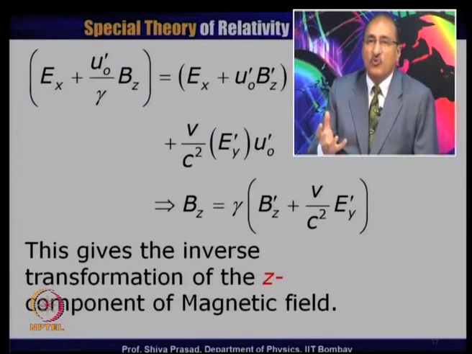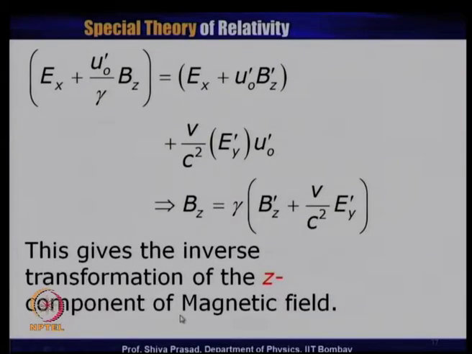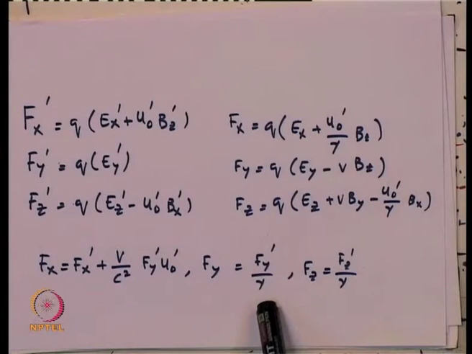So, this is one of the equations which we have obtained using these force equations, which is part of the velocity magnetic field transformation, giving me the magnetic field. As I have written, this gives the inverse transformation of the Z component of the magnetic field. Now, when I look back at this particular paper, this equation Fy is equal to Fy prime by gamma, you can try it yourself, does not lead immediately to a new equation.